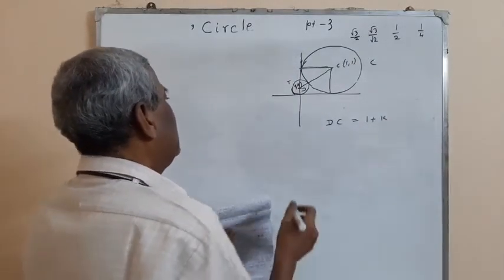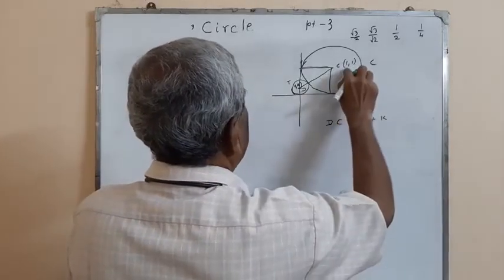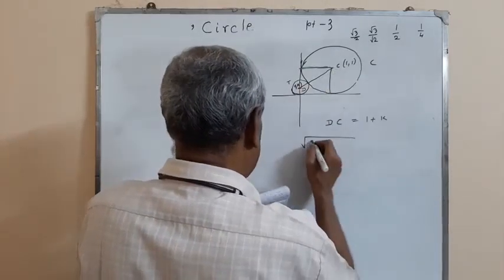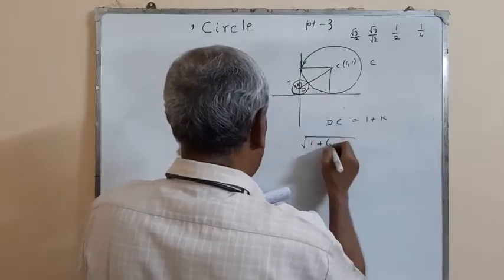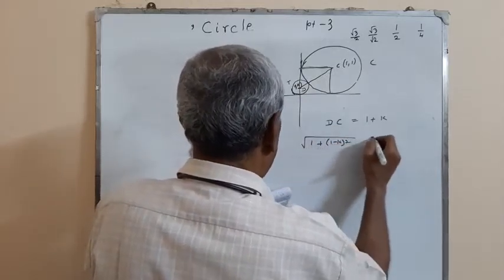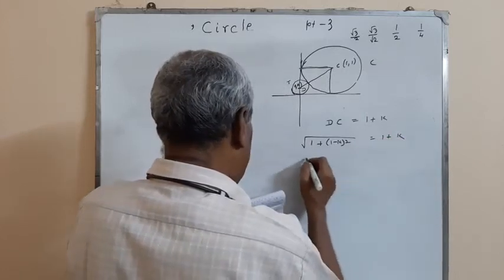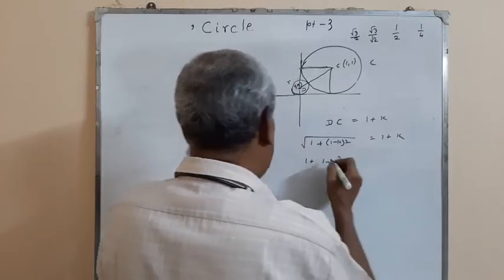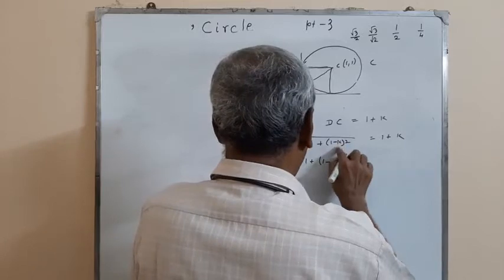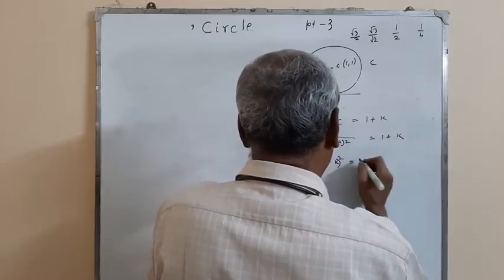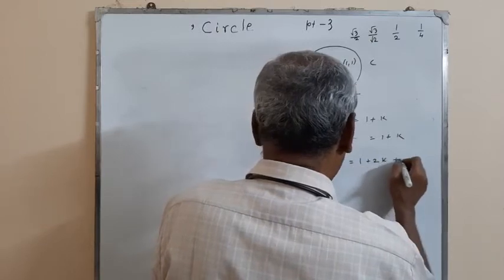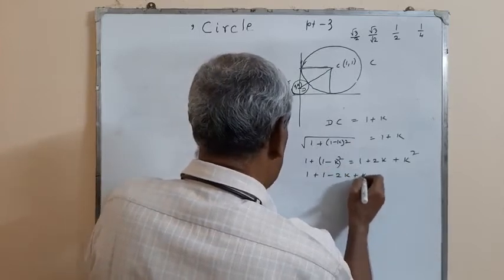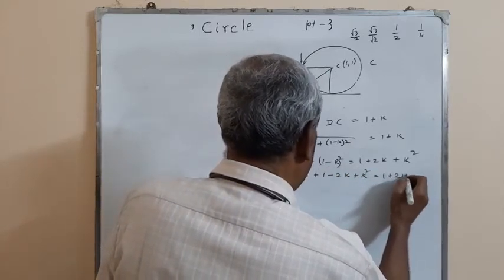DC can be obtained. Coordinate of D is (0, k). Coordinate of C is (1, 1). Therefore, it is root over of (1 minus 0) whole square plus (1 minus k) whole square, is equal to 1 plus k. Squaring, 1 plus (1 minus k) square is equal to (1 plus k) whole square. That is, 1 plus 1 minus 2k plus k square is equal to 1 plus 2k plus k square.